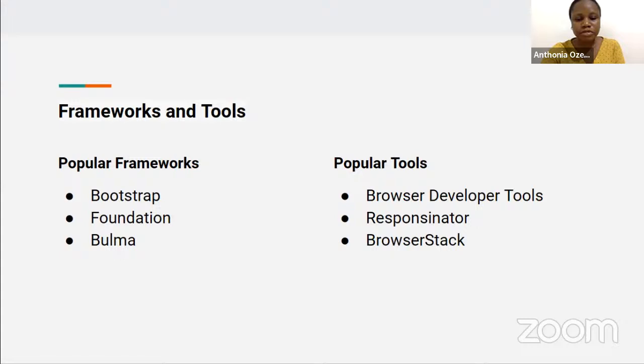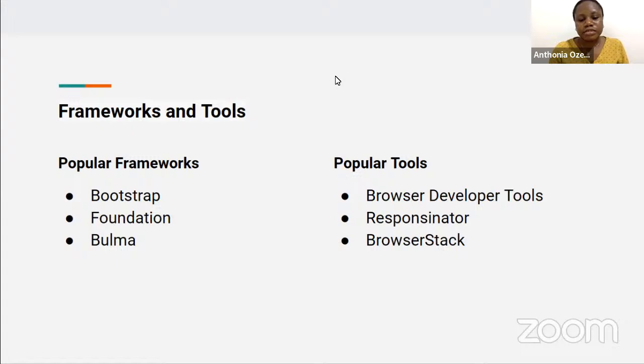Some of the tools used are browser developer tools. Most modern browsers such as Chrome DevTools and Firefox developer tools have built-in responsive design testing features that allow you to test your site across different screen sizes. We also have Responsinator, a free online tool that simulates how your site will look on different devices. We also have BrowserStack, a cross-browser testing tool. It also allows you to test responsiveness on real devices and browsers just to check out the layout, be it on desktop or mobile.